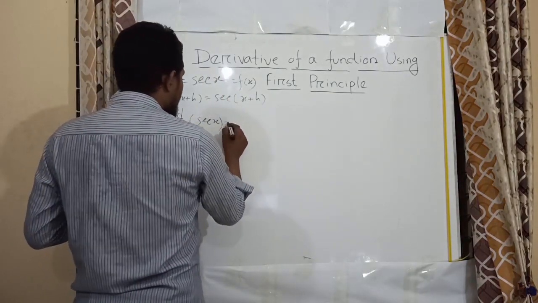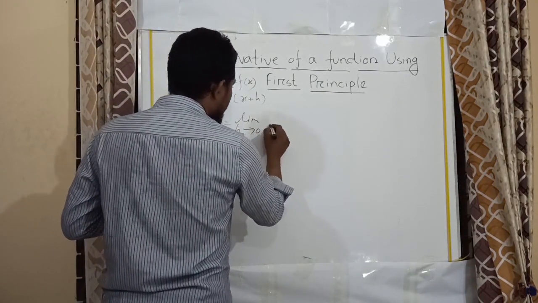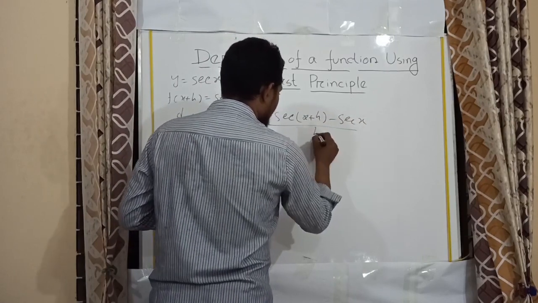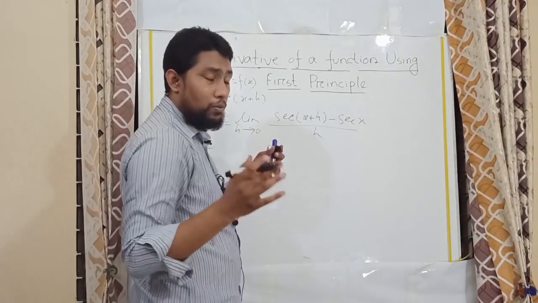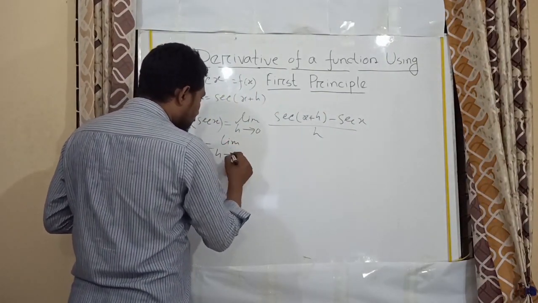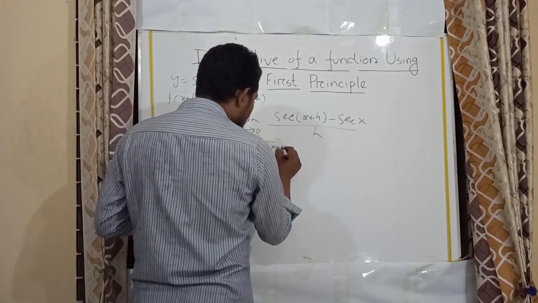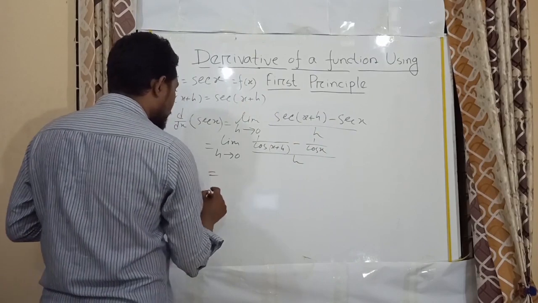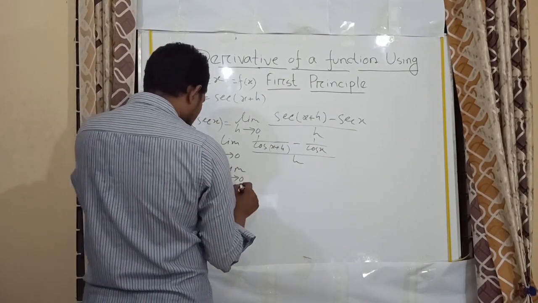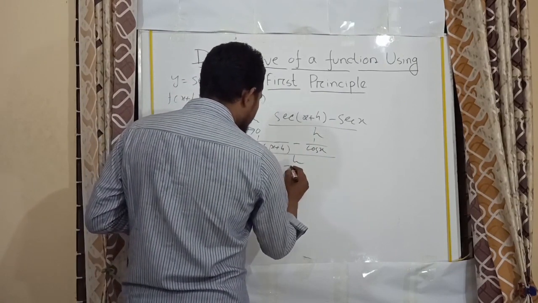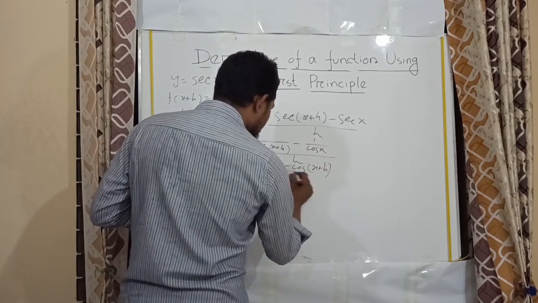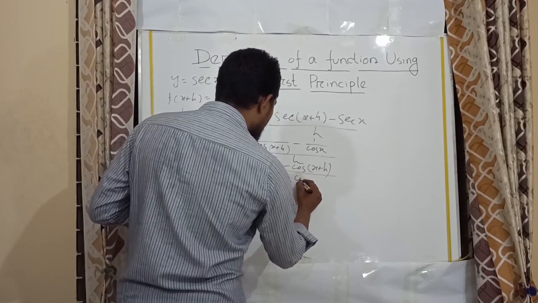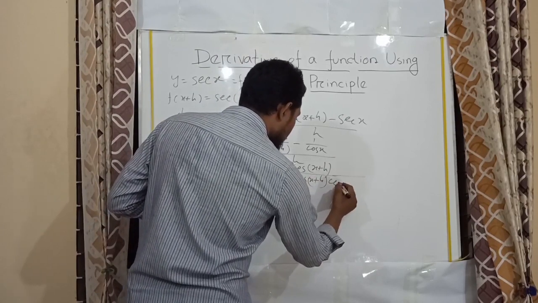So d dx of sec x equals, you can write, limit h tends to 0 of sec of x plus h minus sec x, divided by h. Again sec equals 1 by cos. So we'll write 1 by cos of x plus h minus 1 by cos x, and here it is h. So limit h tends to 0. I'm making LCM: cos x minus cos of x plus h, divided by cos of x plus h cos x, so it will go to the lower part. So cos of x plus h cos x.